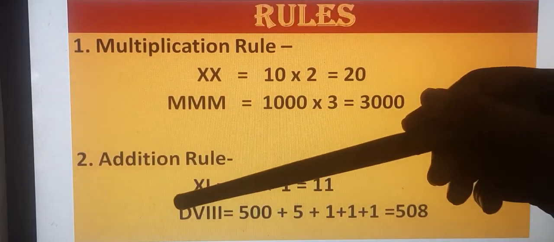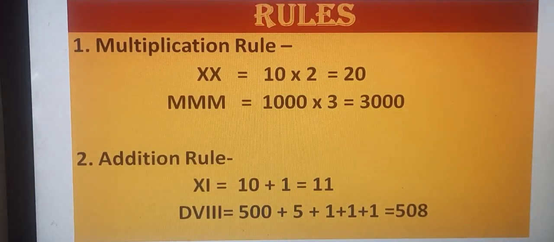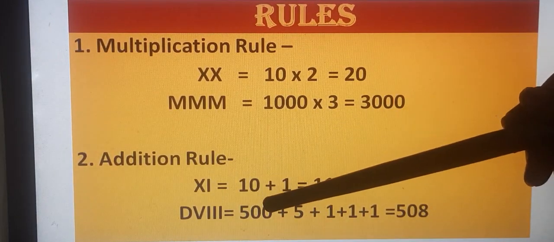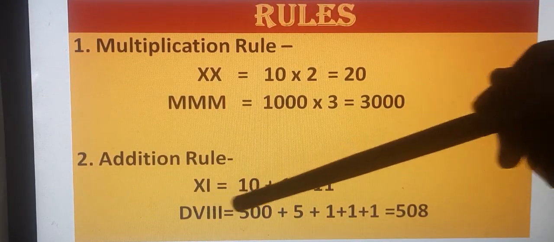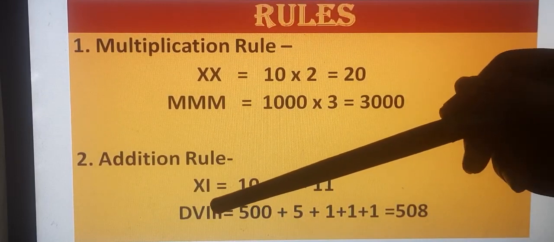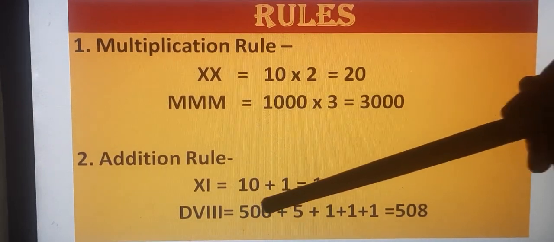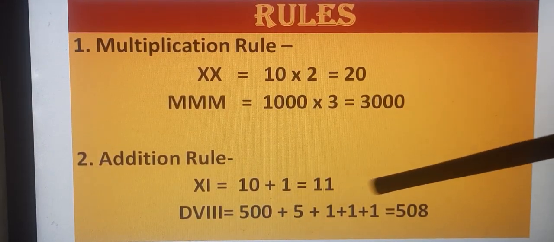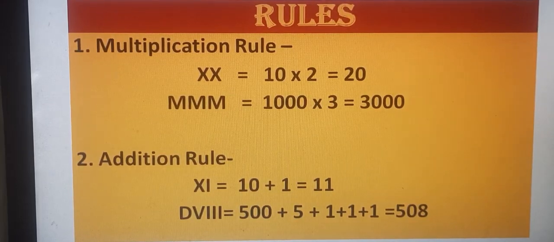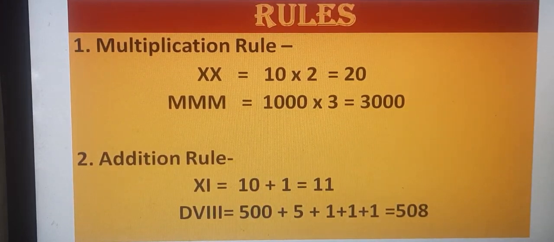Similarly, the next example is DVIII. We have seen in our table that the value of D is 500. To the right of 500 again there is a smaller number, V, that is 5. To the right of V again there is a smaller number, III. So we will do addition of all this: 500 plus 5 plus 1 plus 1 plus 1, 508. So DVIII, its value is 508. This is our addition rule.